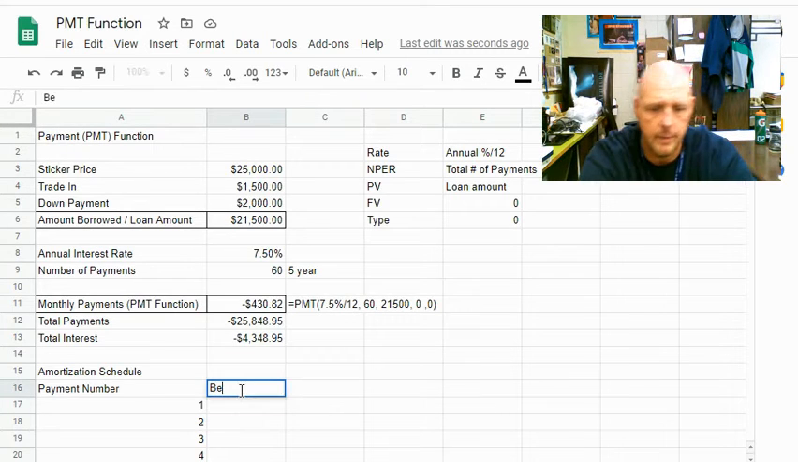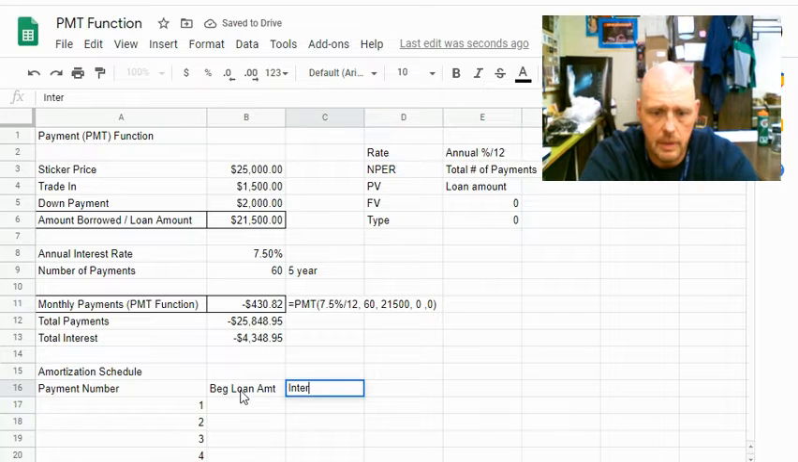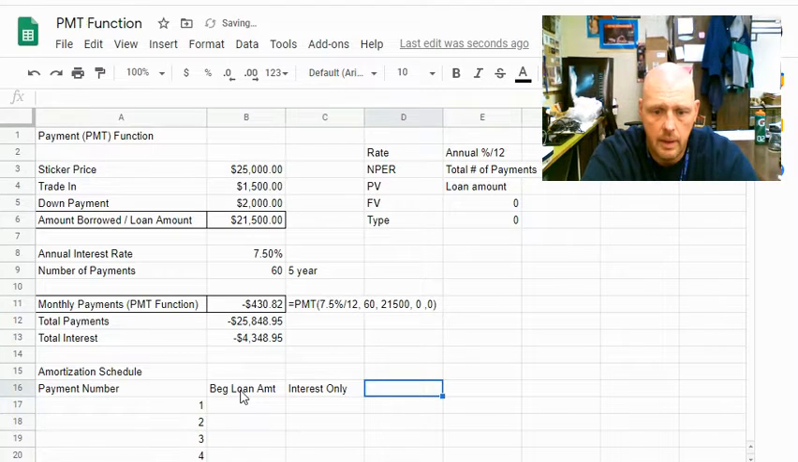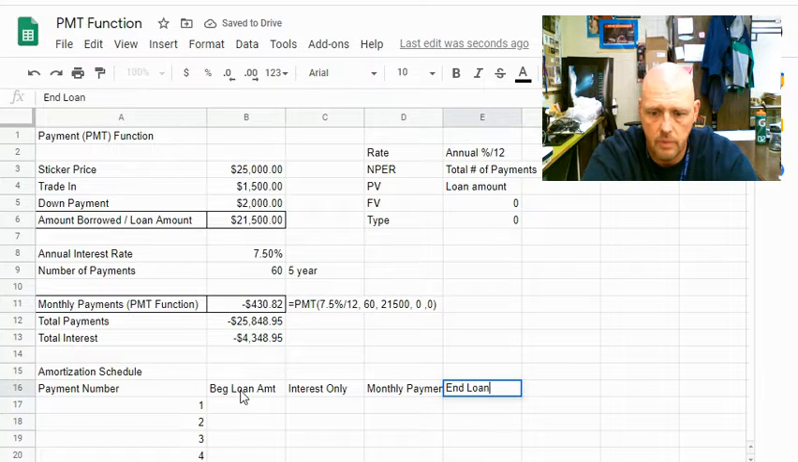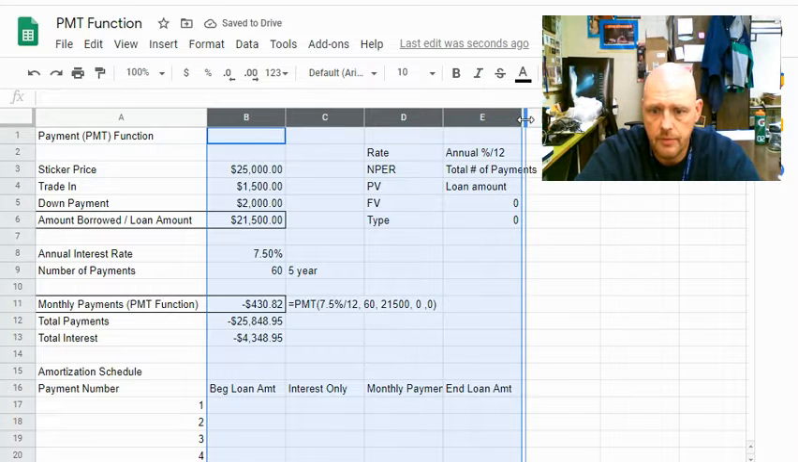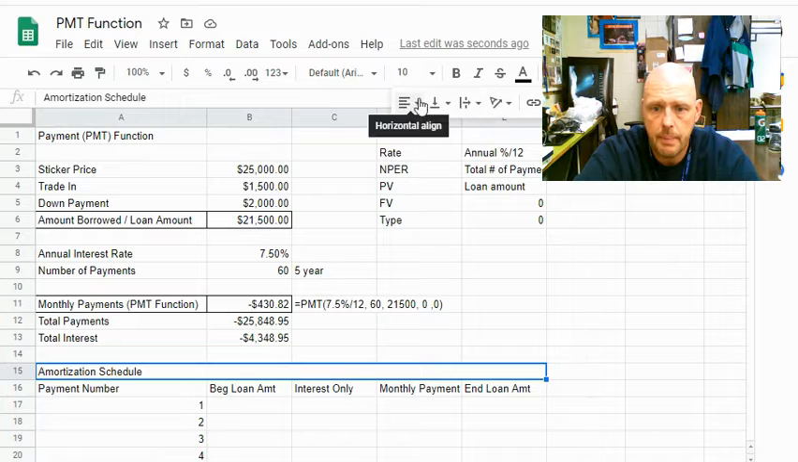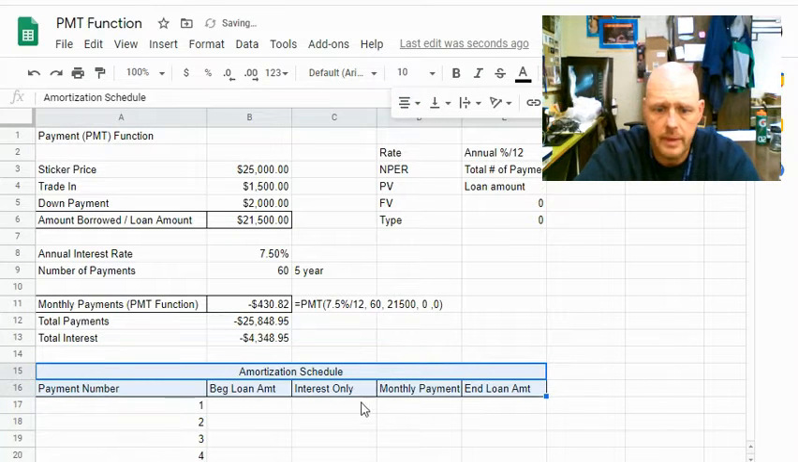Well, I need to know the beginning loan amount. I need to know the interest only. I need to know the monthly payment, and I need the ending loan balance or ending loan amount. Make some of these columns fit a little better. Merge this over the top, make it clean and simple to see. Center that up. Put some borders on it, make it easy to see.